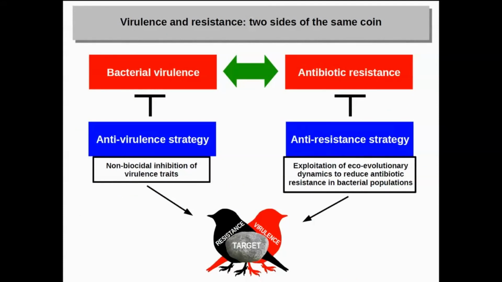We need to kill bacteria because bacteria are virulent. If we could manage to eliminate that from the equation, if we could convince bacteria not to be virulent, there would not be a problem. We don't even need antibiotics. So there have been some strategies proposed for doing this. One strategy about anti-resistance is what I just showed you. You can try to target certain genes that make resistant bacteria less fit in a population, but then there's a non-biocidal inhibition of virulence traits, the anti-virulence strategy, that is also very interesting.